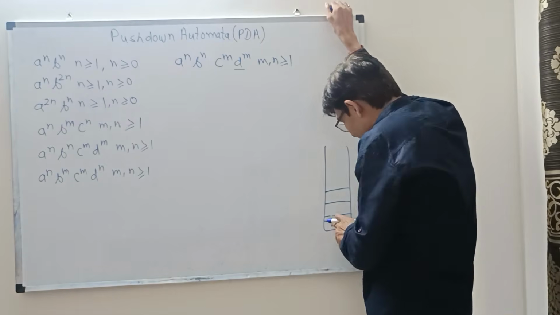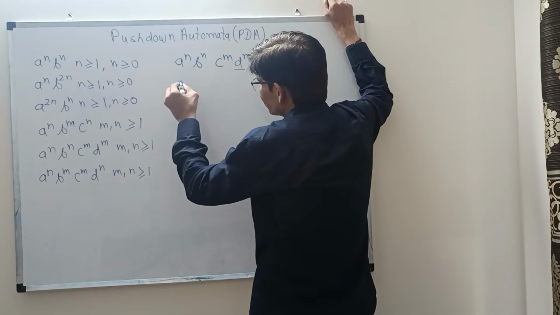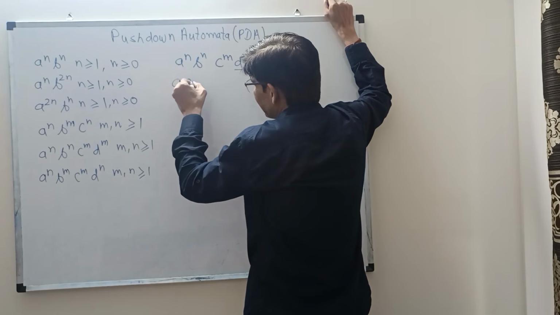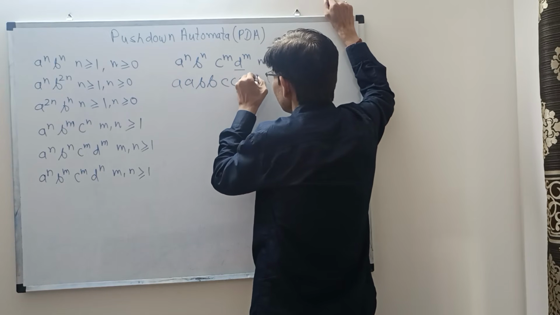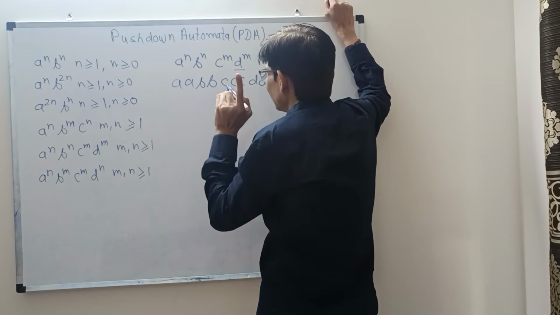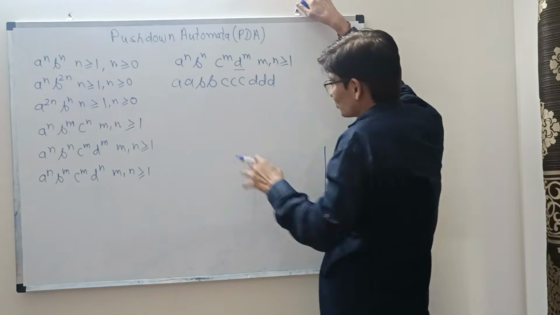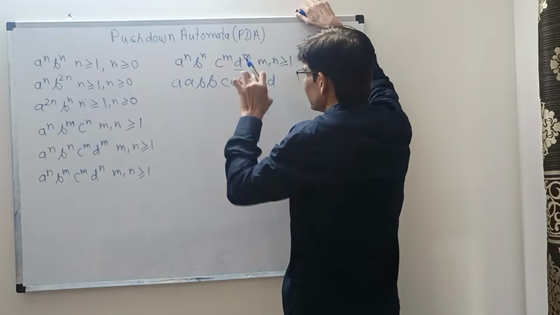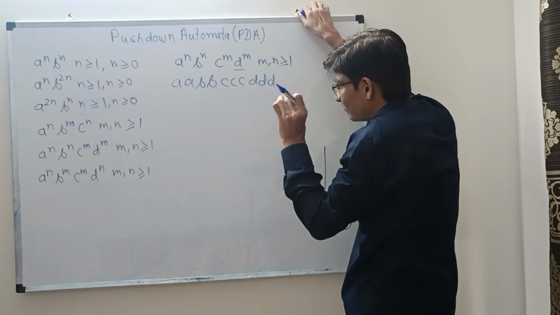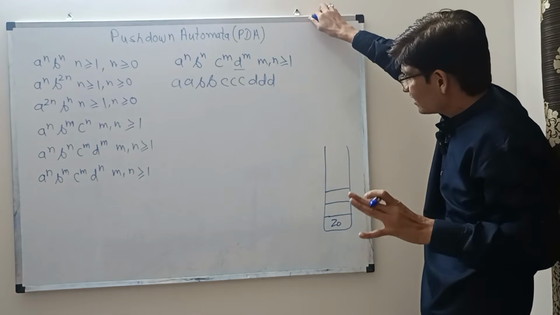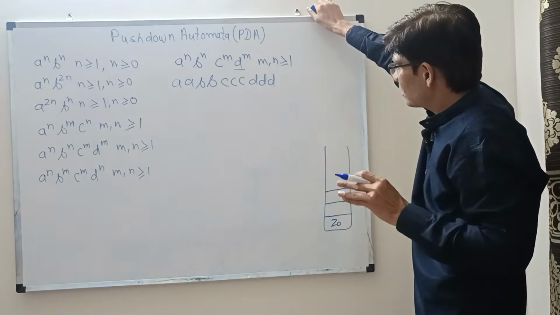So now I will create transitions for this. I can take any valid string for this: A, B, B, C, C, C, D, D, D. So this is one valid string for this language. You can see the minimum string would be A, B, C, D, because the number of A and number of B may be greater than or equal to 1. So this is one valid string for this particular language.